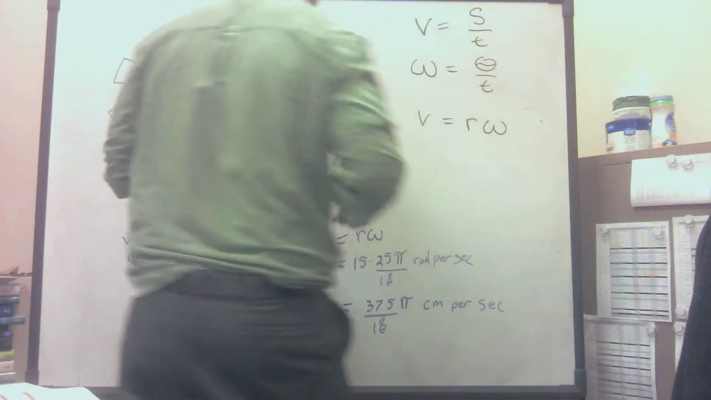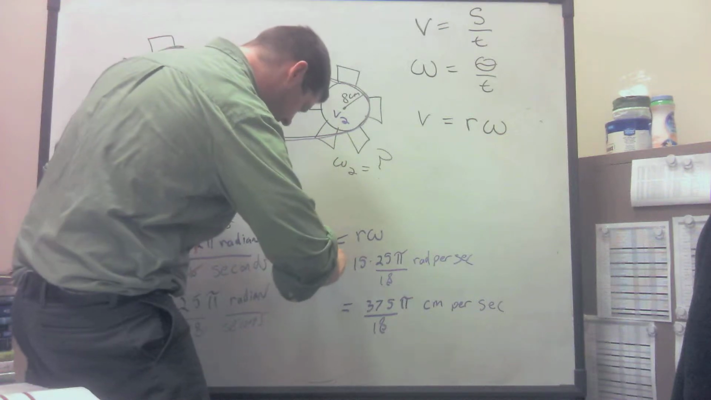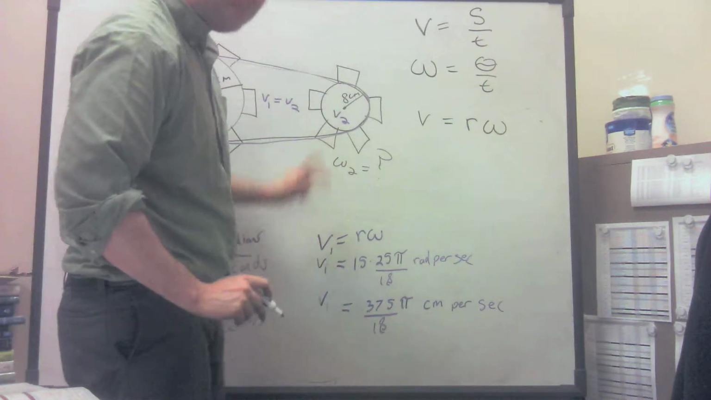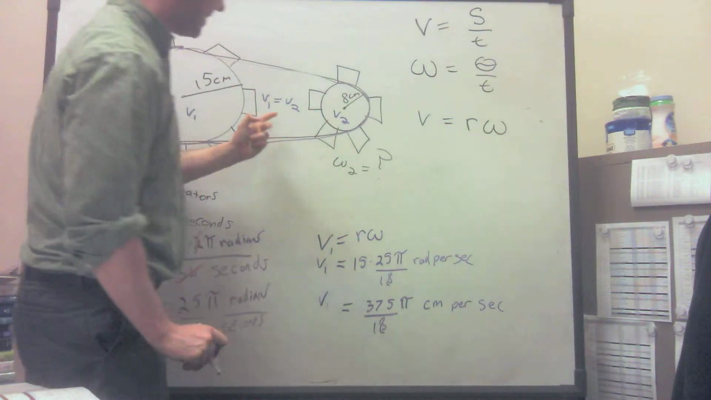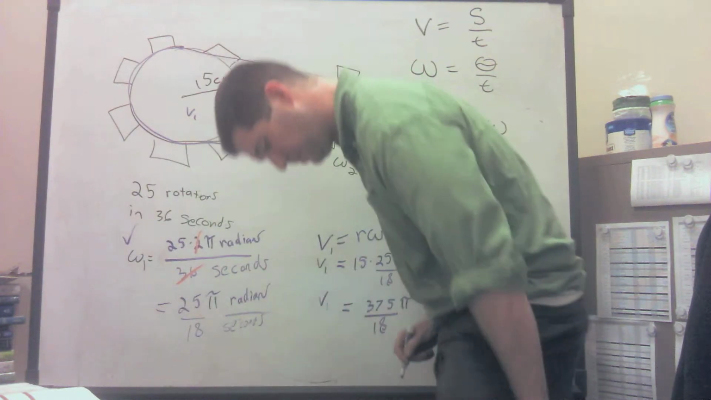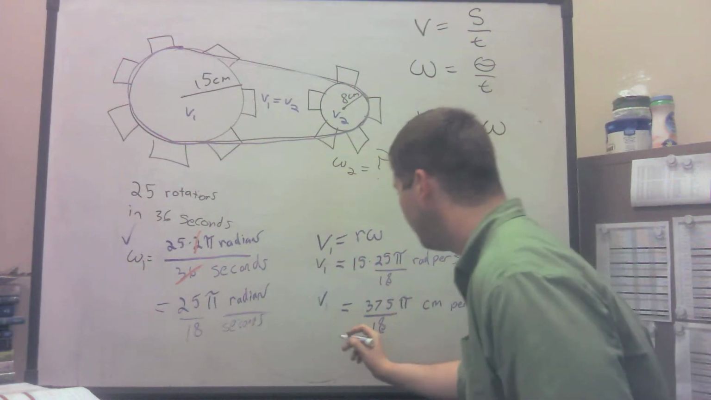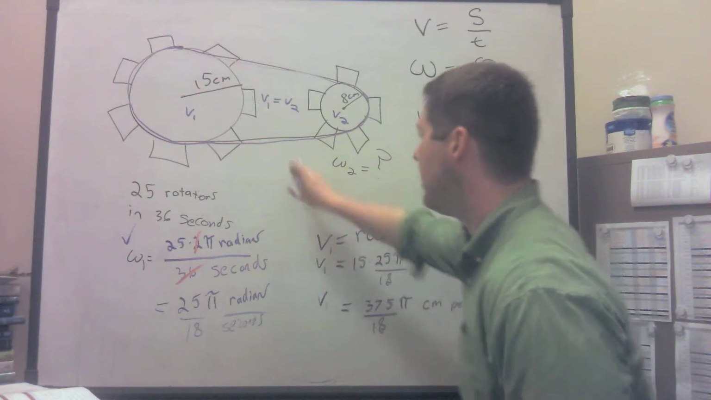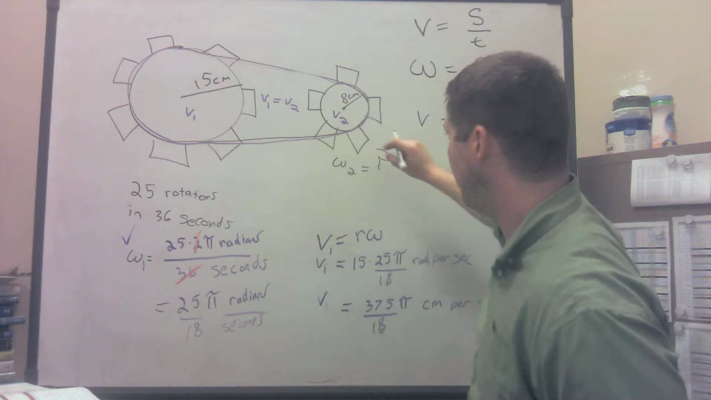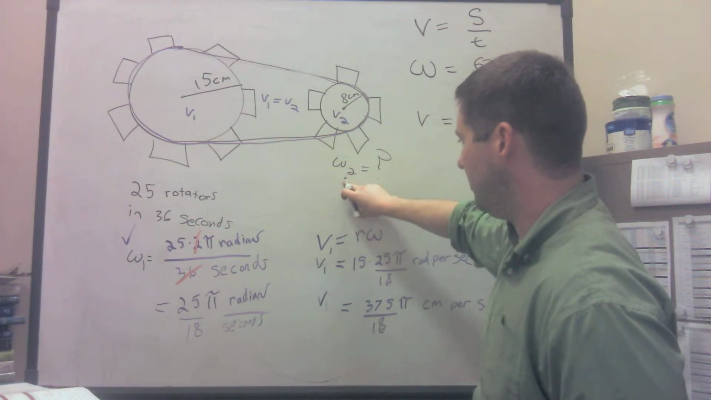Okay? So now what I just found here was my first speed, V1. But the idea here is that it has to equal V2. So I found V2 as well. Since those are related, since V1 equals V2, now I've got the linear speed of this circle as well. And from that, I can use this relationship to find omega 2.